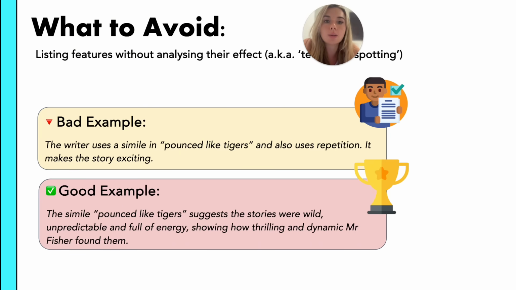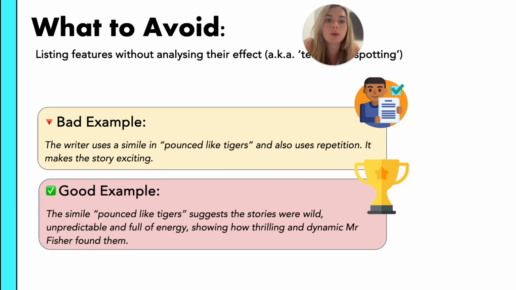Now, a good example is: the simile "pounce like tigers" suggests the stories were wild, unpredictable, and full of energy, showing how thrilling and dynamic Mr. Fisher found them. So you can see, what did I do? I thought about, okay, what does the simile do? If I'm comparing something to a tiger, I'm thinking, okay, what is a tiger like? It's full of energy, it's very unpredictable. I'm going to say that is how Mr. Fisher views the stories. Easy. So just think about the simile, make the comparison, and then link it to what you're talking about.